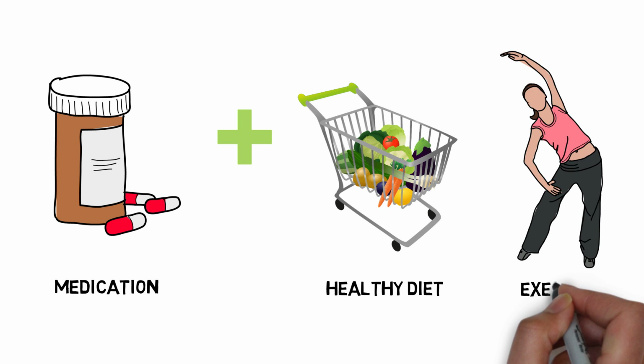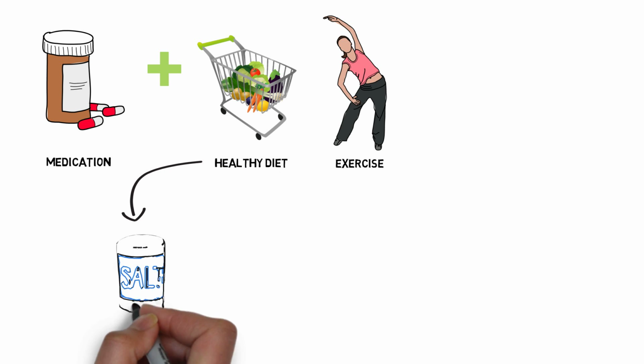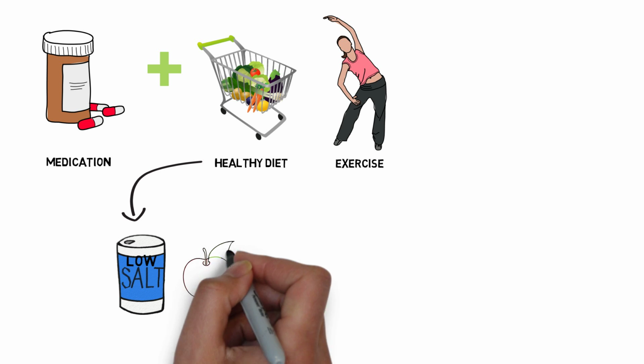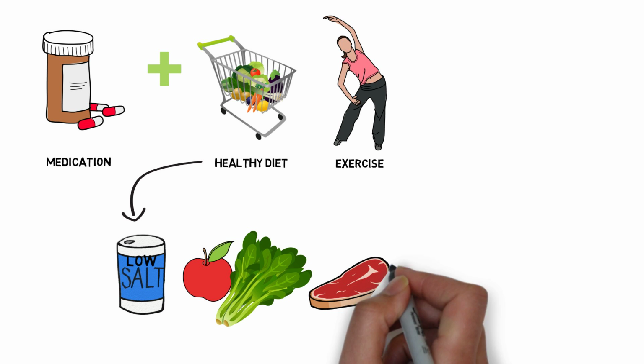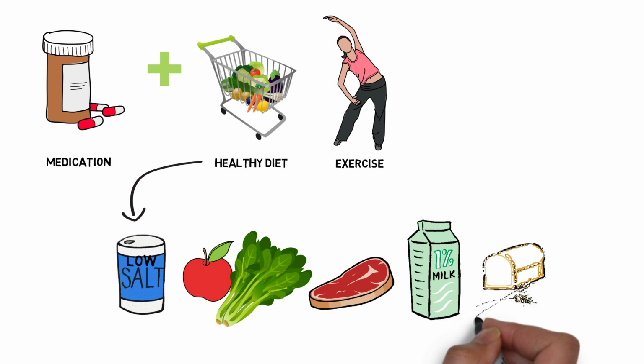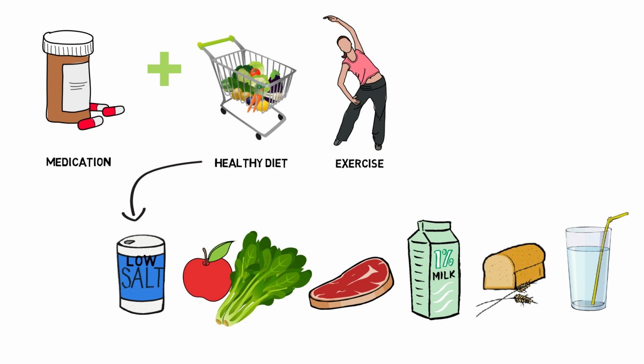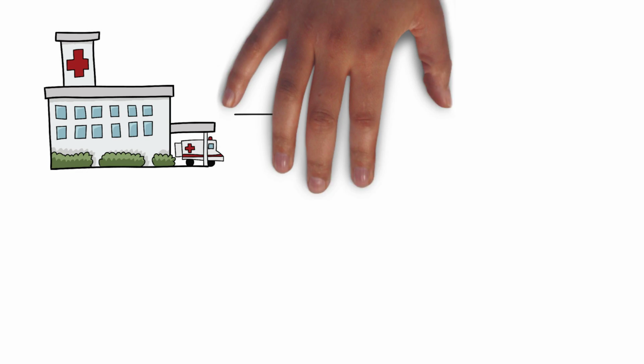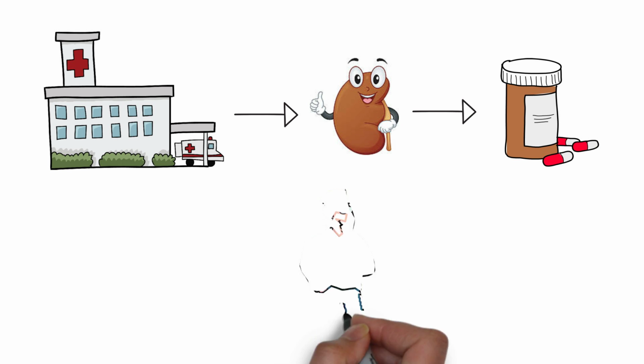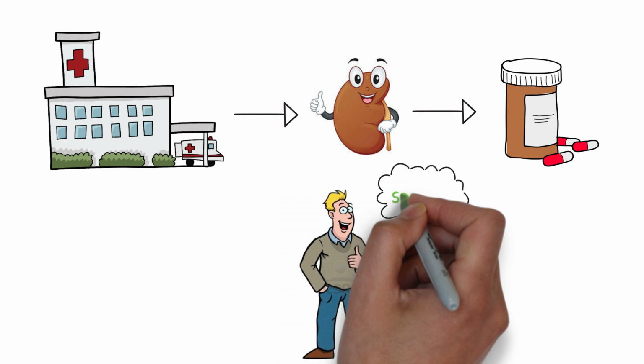In addition to following a strict medication regime, kidney transplant patients need to maintain a healthy diet and regular exercise. This includes a low-salt diet, a variety of fresh fruits and vegetables, lean meats, reduced-fat dairy products, whole grains, and plenty of water. Although there are numerous steps in the process, kidney transplants significantly improve the quality of life for patients.